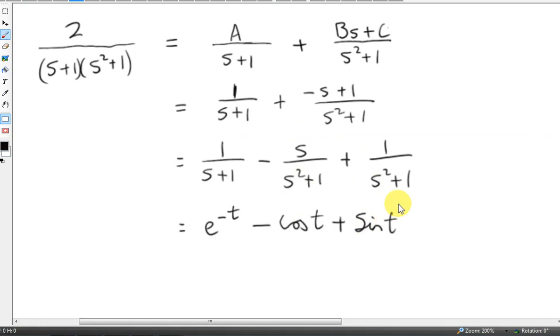And if you like, you can put in the u of t. This is all multiplied by u of t.